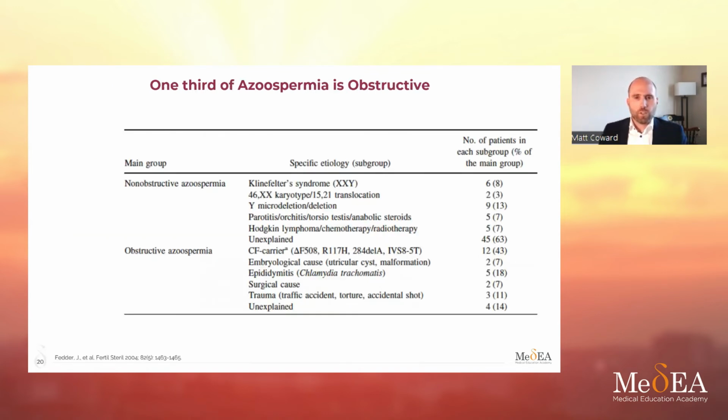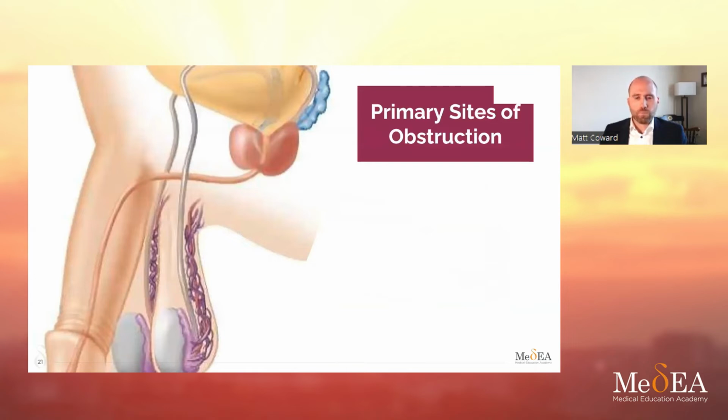A third of azoospermia is obstructive. I like this table just because it shows us that 2/3 of the etiologies of azoospermia are non-obstructive, and about 1/3 are obstructive, with the most common cause being a CF mutation or cystic fibrosis mutation.